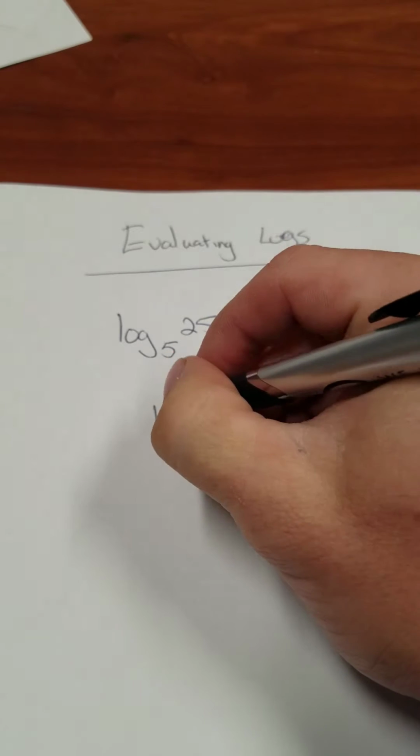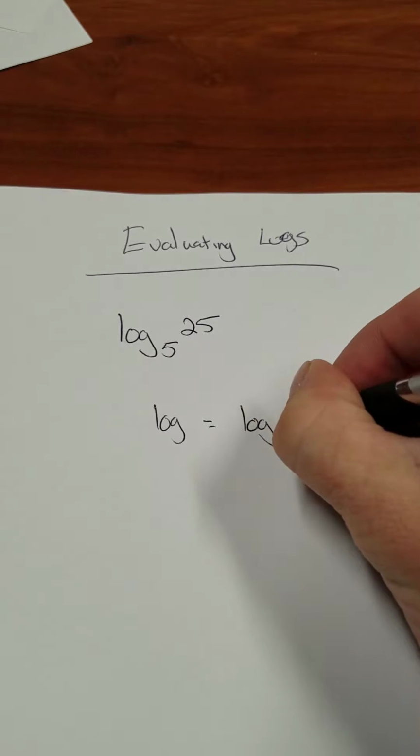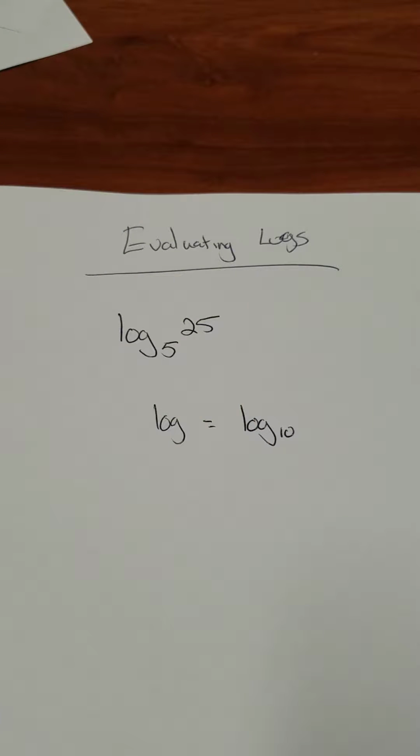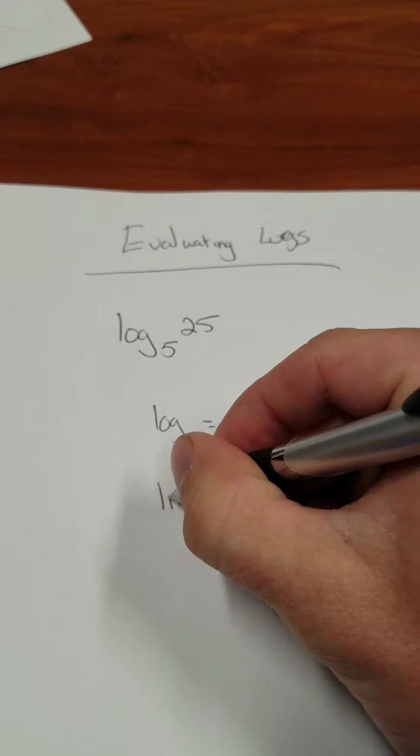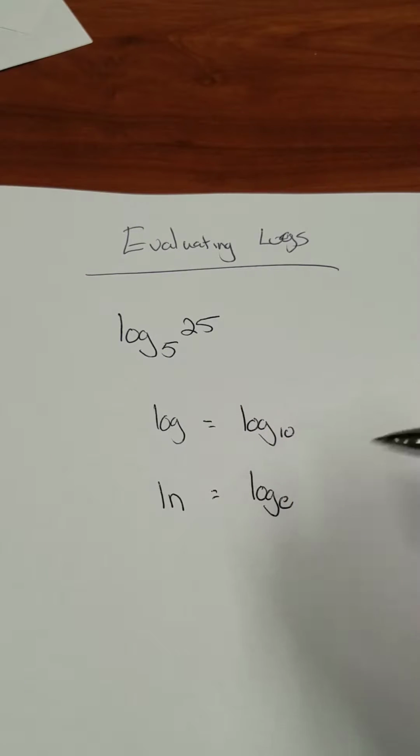All right, this video is on evaluating logarithms. The thing about logarithms is that on your calculator, you see a button that says log. Well, that does not allow us to evaluate all logs. That really means log base 10, okay? And then there's another button on your calculator that says ln. Well, that means log base e.